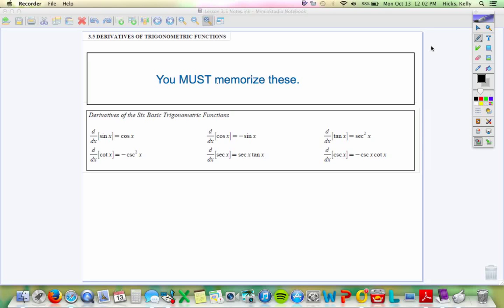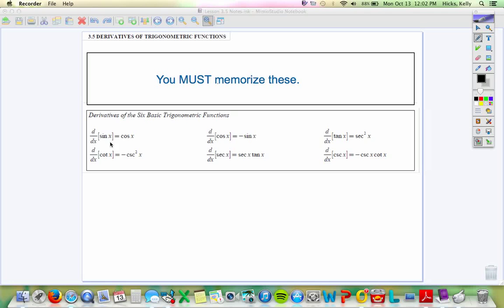Hey guys, this is going to be the 3.5 derivatives of trig functions. It's pretty short. I'll try not to drag it out by talking too much. We are going to derive one or two of these, and you should understand how we're getting them, but it is also just flat out important that you memorize them.